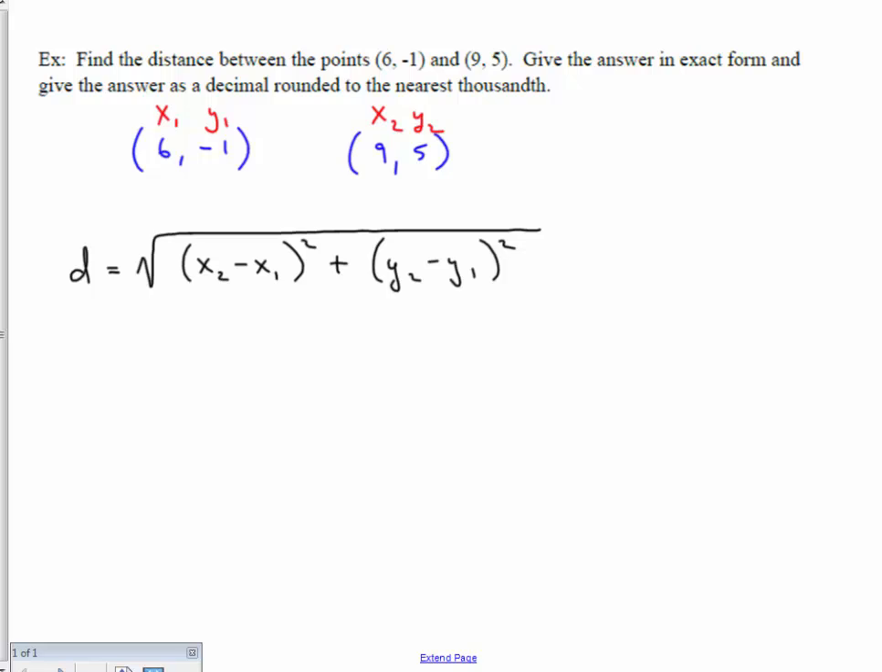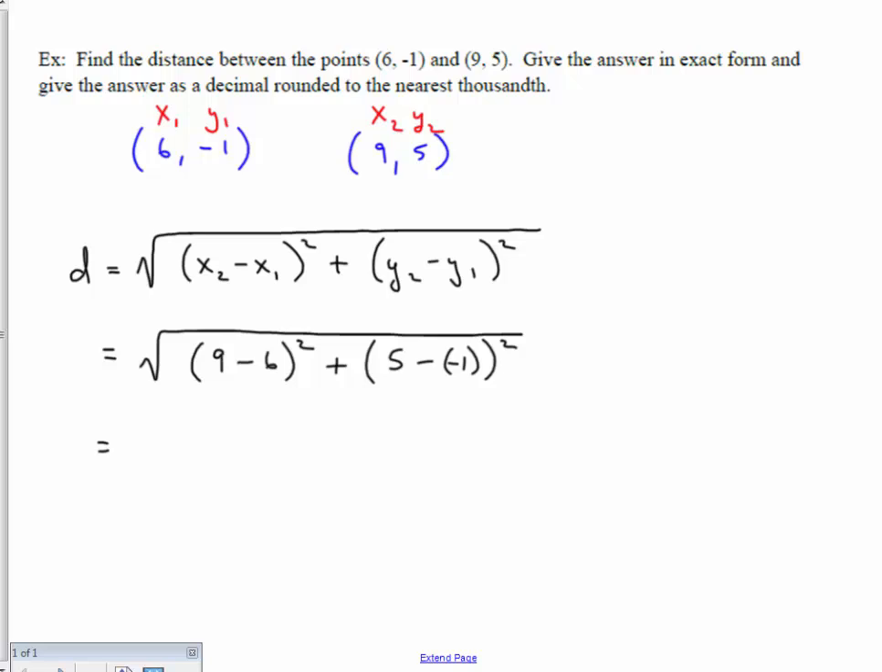I will then plug the x and y values in as I have them labeled above. X sub 2 is 9. Be careful, the formula has a built-in negative, and sometimes when your numbers are also negative, this can cause confusion. My x sub 1 is 6. I will square that quantity, add, and then y sub 2 is 5 minus a negative 1. I'll put the negative 1 in parentheses, and then quantity squared.